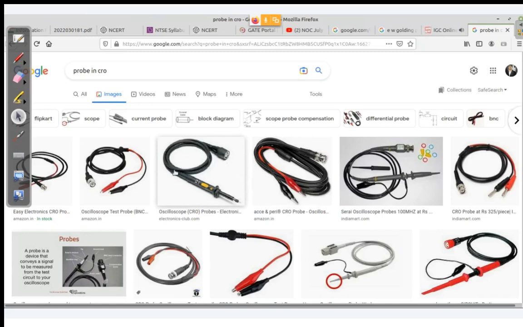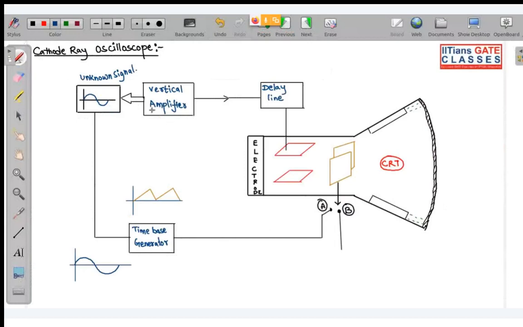But have you seen this probe cable? Either it will look like this or like this. Have we seen this? Yes, sir. Okay, so this is your probe cable. This is the probe and cable.